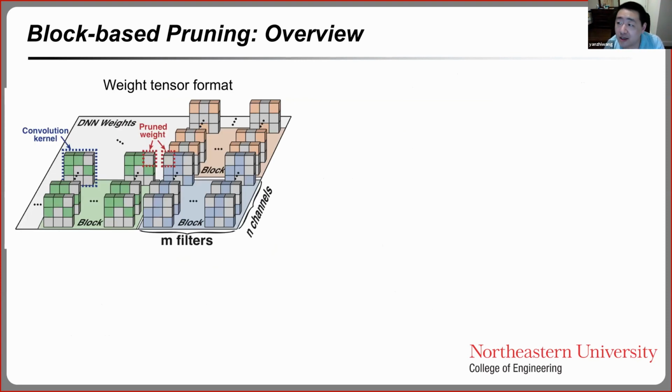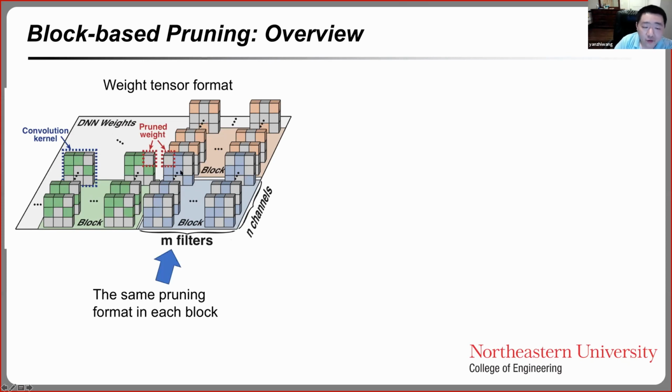Our convolution layers can be represented in the weight tensor format or weight matrix format. In the weight tensor format, we divide the whole weight tensor into different blocks. As we can see, this is one block, this is one block, this is one block. Each block has M filters and N channels. Here it is divided. For each block, we are going to use the same pruning format.